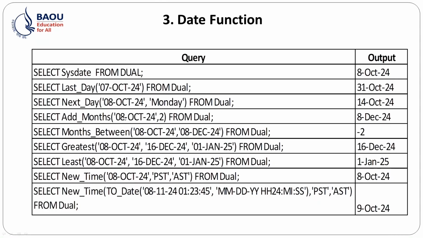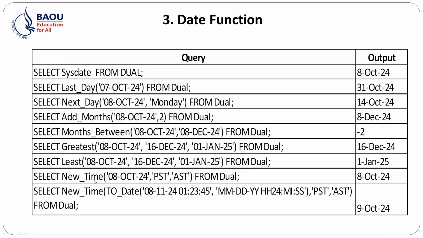ADD_MONTHS on 8 October: the next 2 months are added, that is December. The months between these two dates is 2. 2 months is the difference between these two dates. Now GREATEST gives the latest of the dates. LEAST gives the earlier date. From these dates, 1 Jan 2025 is the greatest.